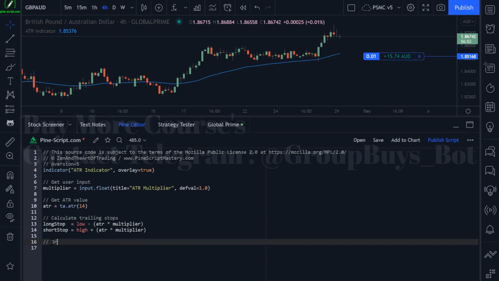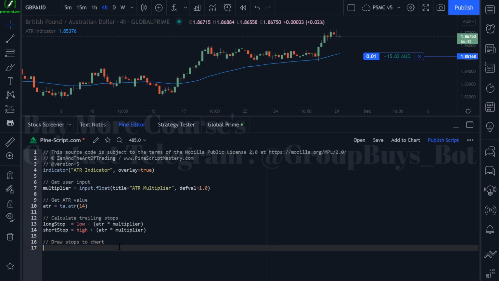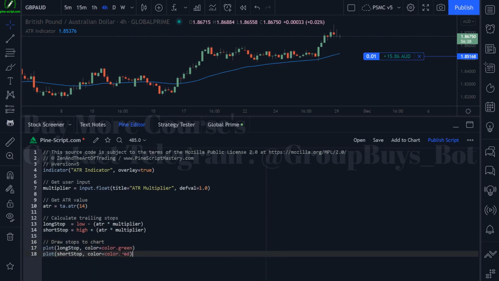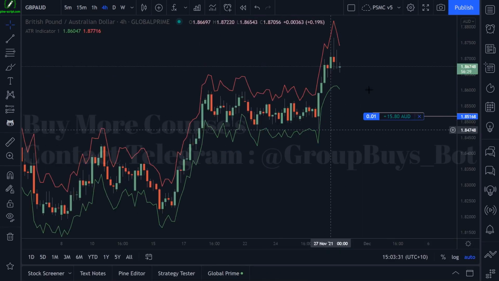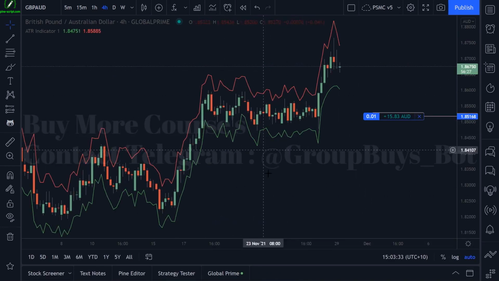The final thing to do is draw this onto the chart. And for that, I'm going to use two plot functions. I'll just copy and paste these over to save time. We have our long stop and our short stop colored in green and red. So now if I save my code, minimize my editor, here is our trailing stop indicator.